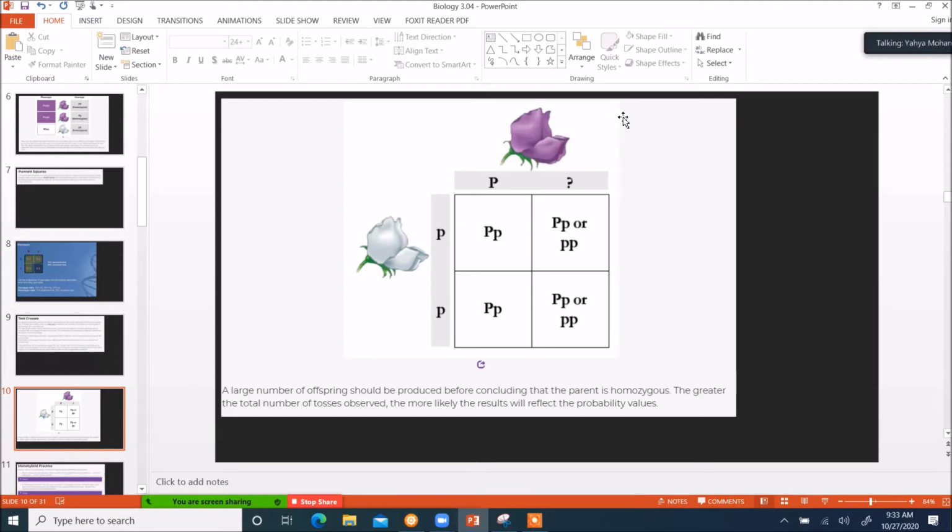Now, we don't know what this one is right now. Let's suppose we don't know its genotype, what's in the DNA. We know it has a capital P because it's purple, so there's got to be at least one dominant allele. But we don't know if the other one with the question mark is also a capital P or a lowercase p. In the first column, this parent gives the capital P. In the second column, we don't know what it's going to give, so there are different possibilities here.